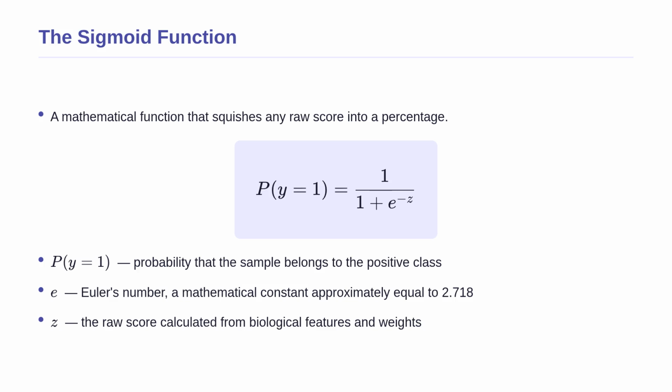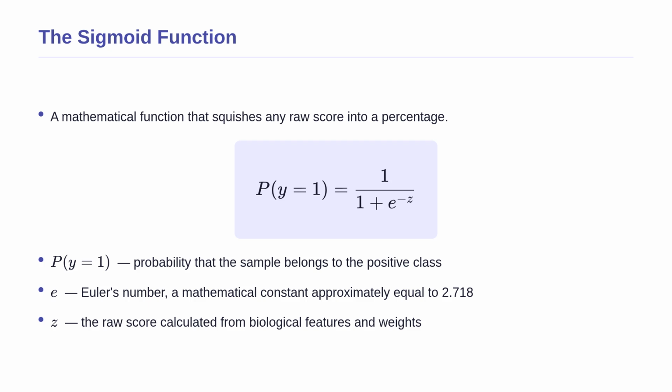To convert our raw score into a probability, we use a special mathematical tool called the sigmoid function. Conceptually, this function takes any number, no matter how large or small, and squishes it into a neat percentage between 0 and 1. In this formula, P of y equals 1 represents the probability that the biological sample belongs to the positive class, such as being a cancerous tumor. The constant E is Euler's number, and Z is our raw score.